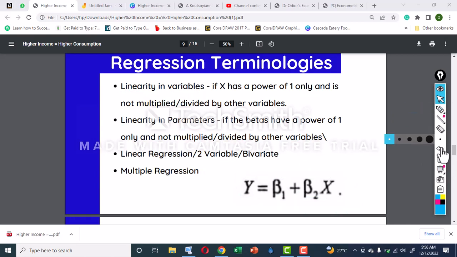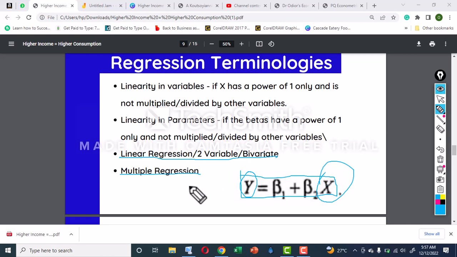So we have two types of regression. We have the linear regression, also called the two variable regression or bivariate regression. We have the multiple regression. Now the linear regression, this is an example. It's called the two variable regression basically because it has just two variables, one dependent variable and one explanatory variable.